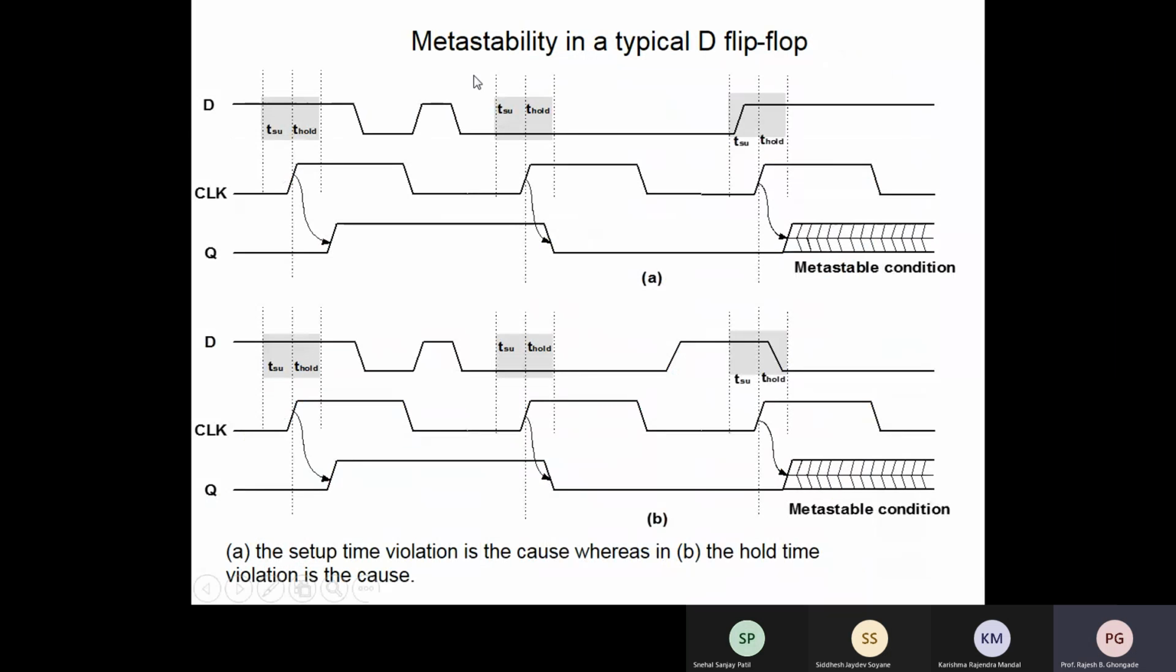This is what happens in case of a typical D flip-flop. As you can see here, before the clock edge arrives, my data should be valid.